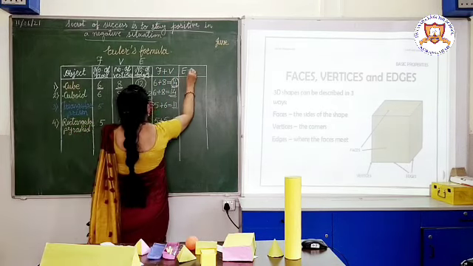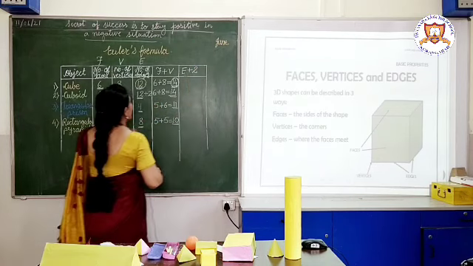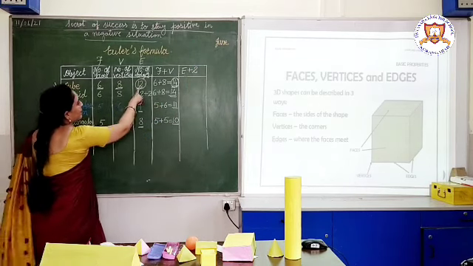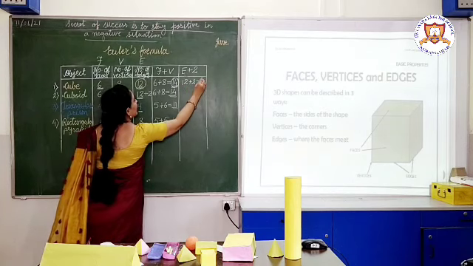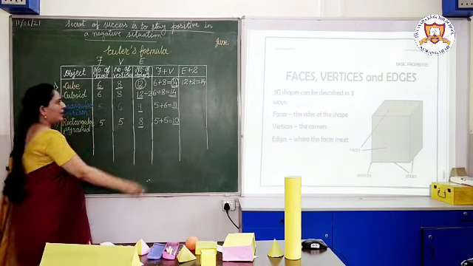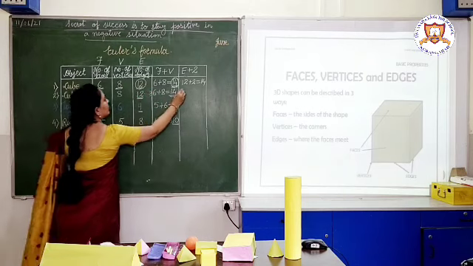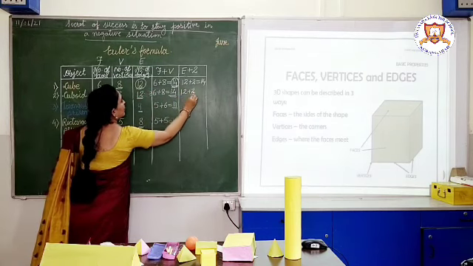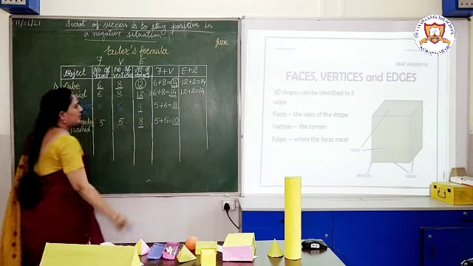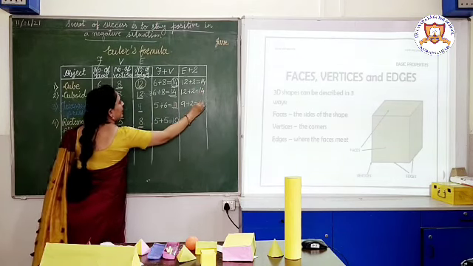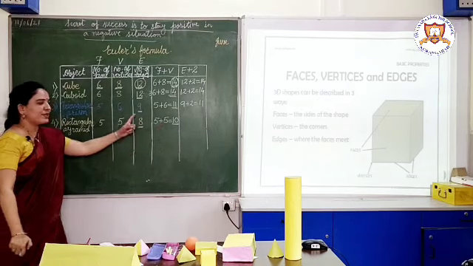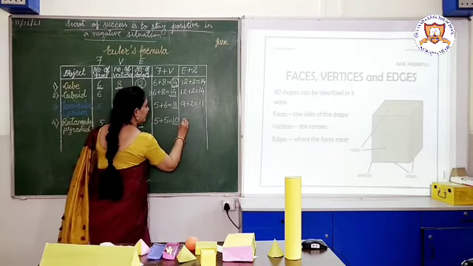So let's see, E plus 2, I will write here. So 12 plus 2, 14. Again 12 plus 2, 14. 9 plus 2, 11. And 8 plus 2, 10.